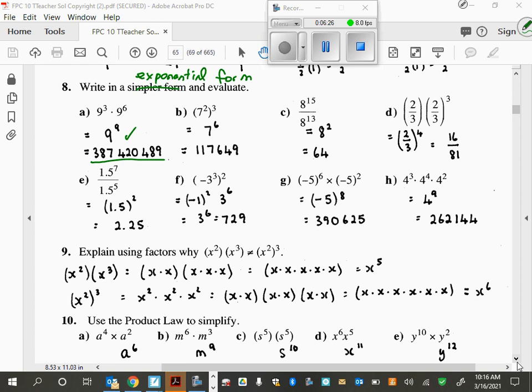Occasionally, I'll say evaluate. That means you have to give me the value of. What does that actually equal? Evaluate means find the value of. So you have to tell me what it means on your calculator. Okay? But most times, it'll just be exponential form. I just want to know if you can apply the exponent rules.